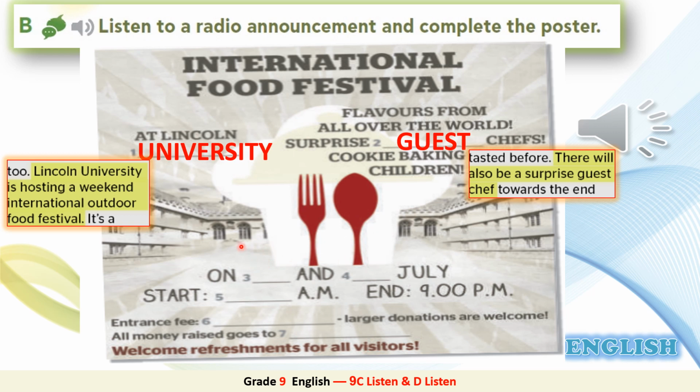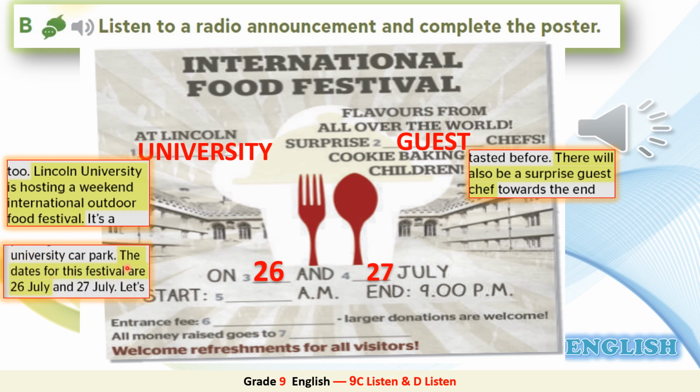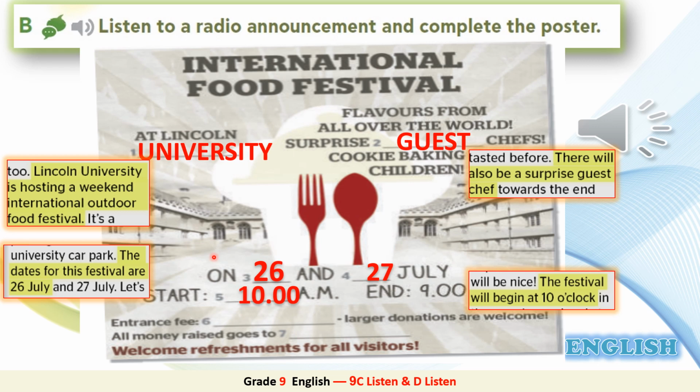Now let's go to the dates. What are the dates of the food festival? Very good. On 26th and the 27th of July. And this is the sentence which refers to the dates. Now, at what time does the food festival start? Very good. It starts at 10 a.m. Do you still remember the sentence which tells us that? Excellent. This is the one which tells us the time of the start.